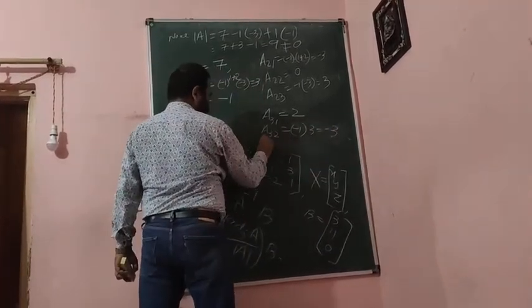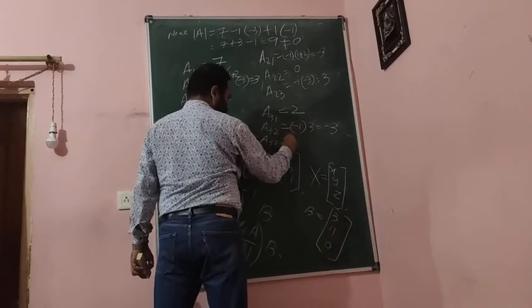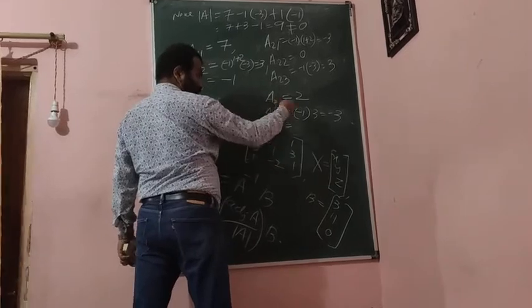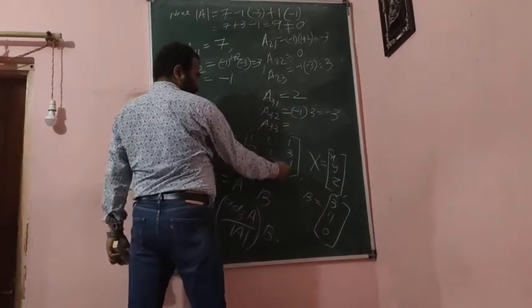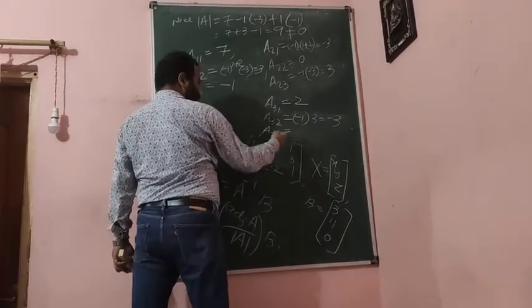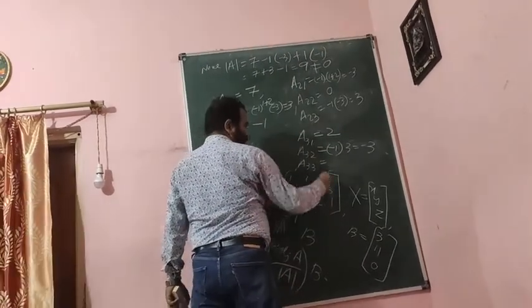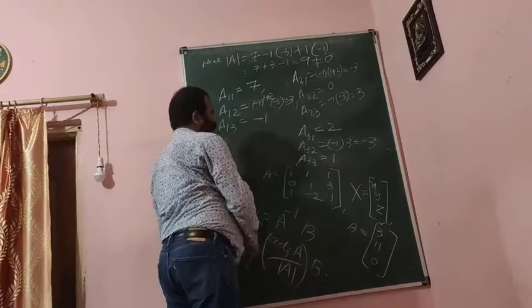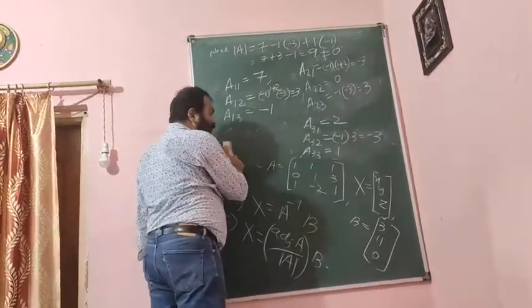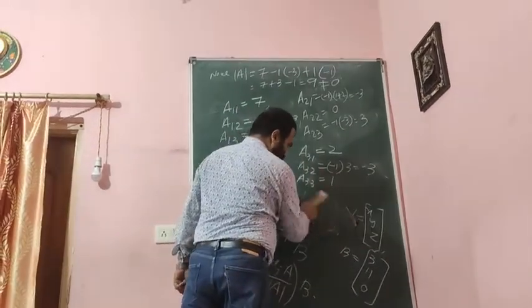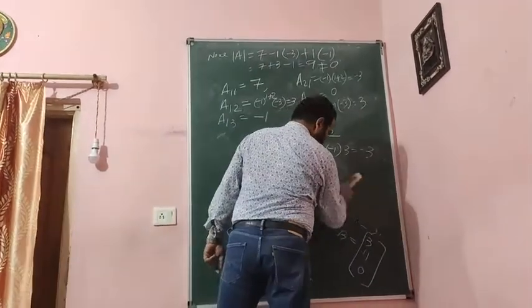Okay, finally the last is A33. 3 plus 3 is 6, minus 1 to the even power is plus 1. So this will be omitted. So 1 into 1, 1 into 1 is 1, minus 0. So finally it is 1. So these are the cofactors of the elements of this matrix. Okay, these are the cofactors.